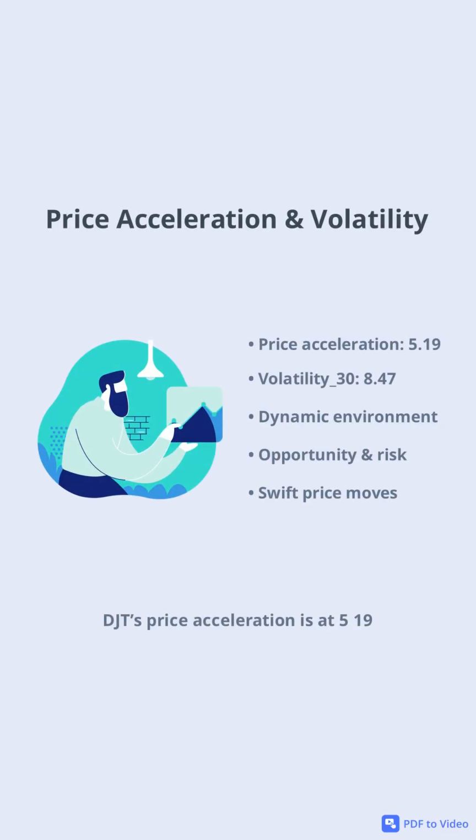DJT's price acceleration is at 5.19, and volatility over 30 days is 8.47. These figures indicate that the stock is experiencing rapid price changes, which can create both opportunities and risks. True volatility and volatility breakout values also suggest that the current environment is dynamic. Traders should be prepared for swift moves in either direction.